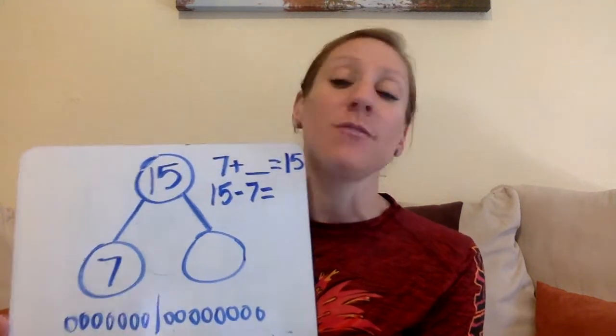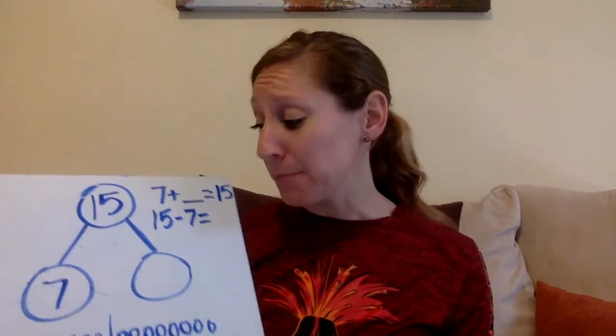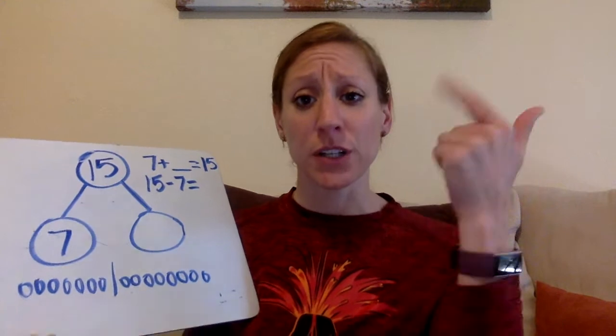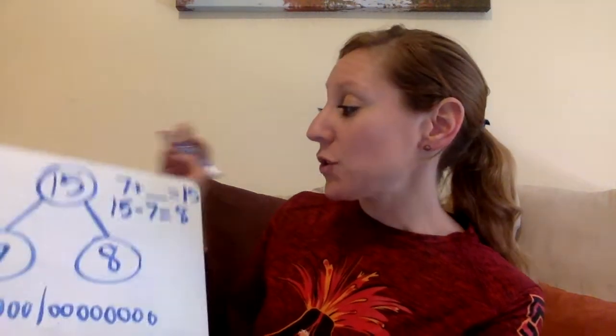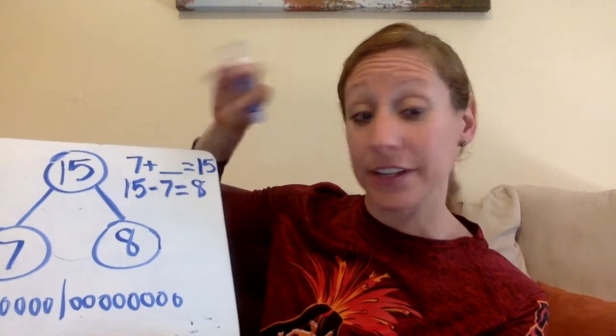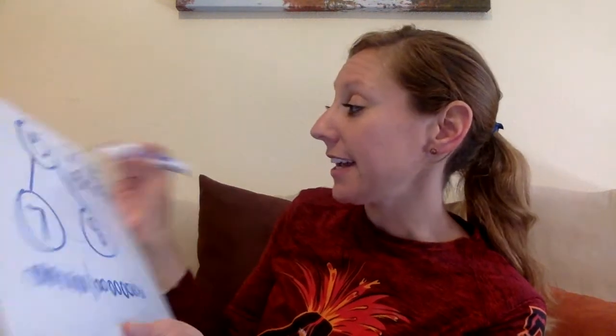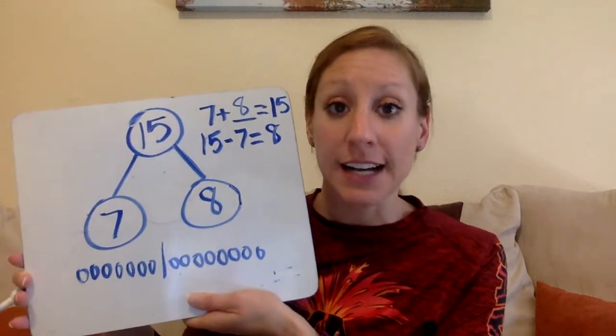Again, use manipulatives, draw a picture. Maybe I know this fact to figure it out. So I'm going to count back. So 15, 14, 13, 12, 11, 10, 9, 8. So 15 minus 7 is 8. So I know since the other part is 8, because I figured it out here, I know 7 plus 8 equals 15. So that's one way to practice finding the missing part.